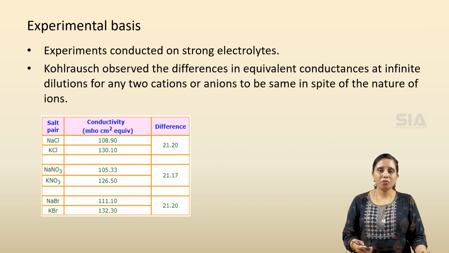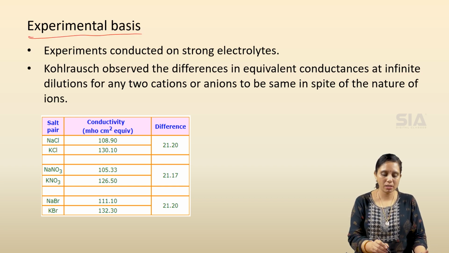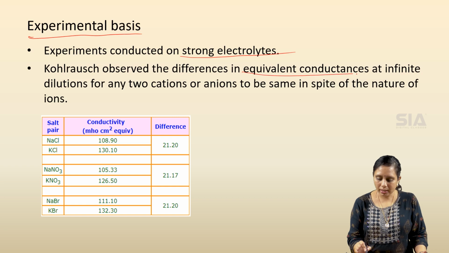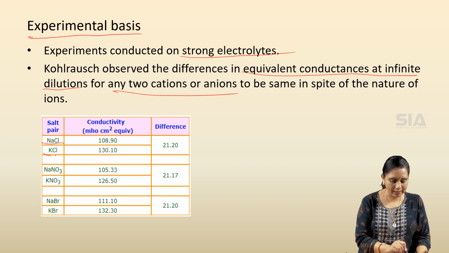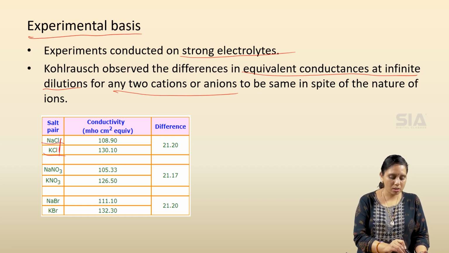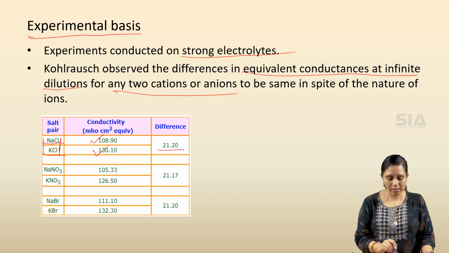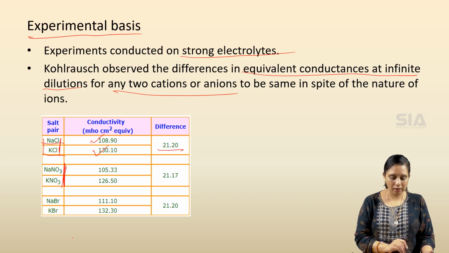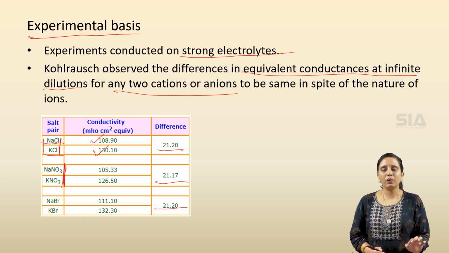There is an experimental basis for this law. Kohlrausch conducted many experiments, especially on strong electrolytes, and observed differences in equivalent conductances at infinite dilution for any two cations or anions. See here the examples NaCl, KCl. Here both the anions are same but cations are different. The difference between the equivalent conductances is similar, 21.2. Similarly, if the anions are changed, Na and K again, 21.17. Here NaBr and KBr, 21.20. So the difference is almost same. There is a negligible difference between the equivalent conductances.